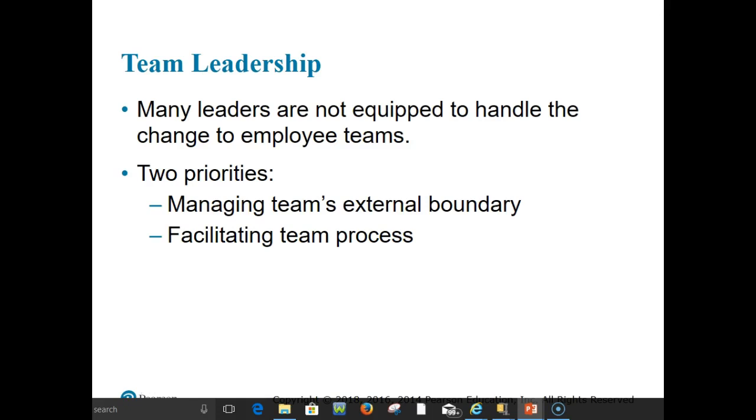Now, many leaders are not equipped to handle the change to employee teams, as one consultant noted: even the most capable managers have trouble making the transition because all the command and control type things that they were encouraged to do before are no longer appropriate. Things change when you encompass leader, team dynamics.